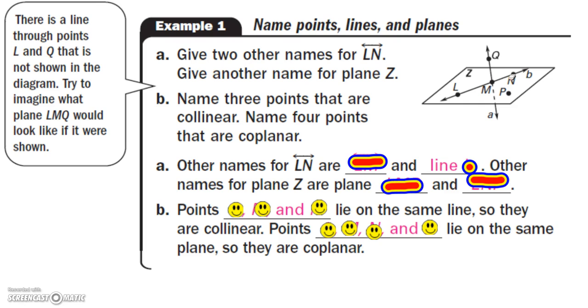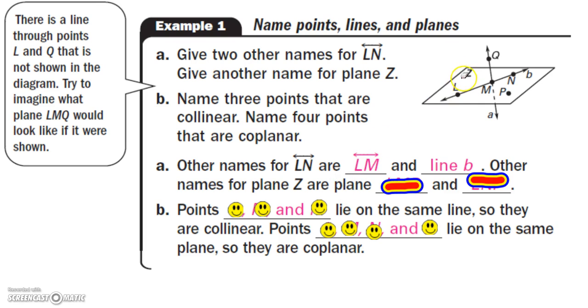This one may be easy to tell. Notice the lowercase b. So we could call that line b. When you're using 2 points to name a line, the order doesn't matter. I could call this line LN, or I could also call it line NL. But also notice there's a point here, M, so I could call it line LM or line MN or line NM.